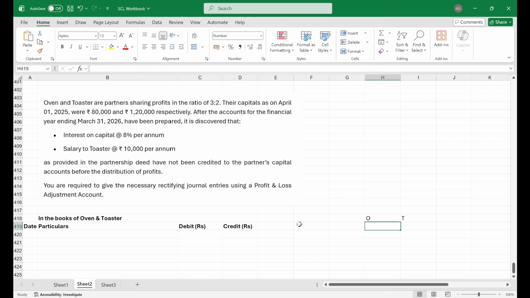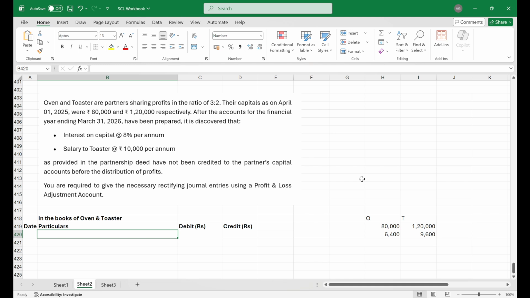So for Oven and Toaster, what is the capital amount? 80,000 and 1,20,000. What is the rate of interest on capital? 8% per annum. So the interest on capital that got omitted was 6,400 and 9,600. Now I will give it to the partners. But we are writing a rectification entry, therefore you should not write the typical entry of interest on capital account debit to partners' capital account and then P&L appropriation account to interest on capital account. You should not write that typical, regular entry.